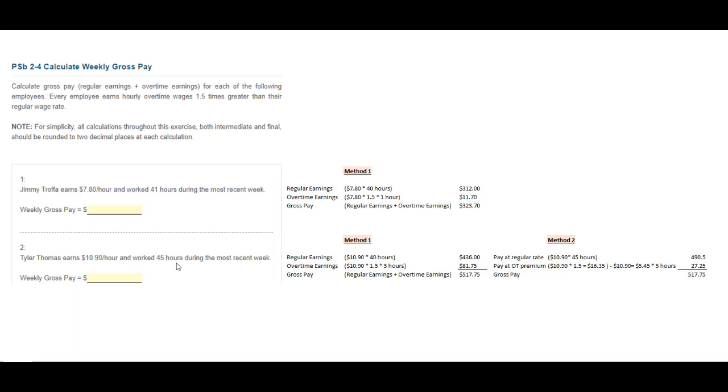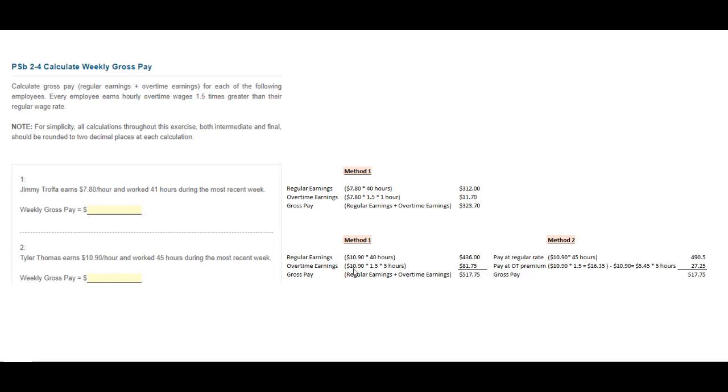In example number 2, Tyler earns $10.90 per hour and he worked 45 hours during the week. So 5 hours is the overtime hours. And it's $10.90 times 40 hours to arrive at the regular earnings of $436.